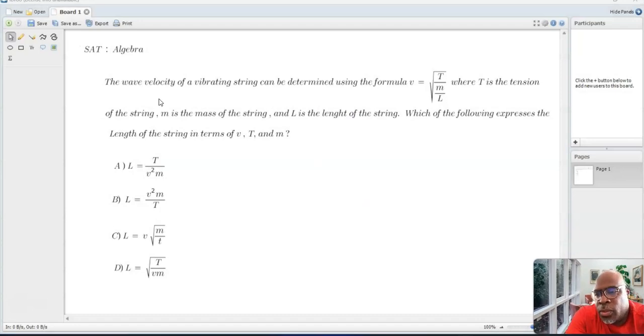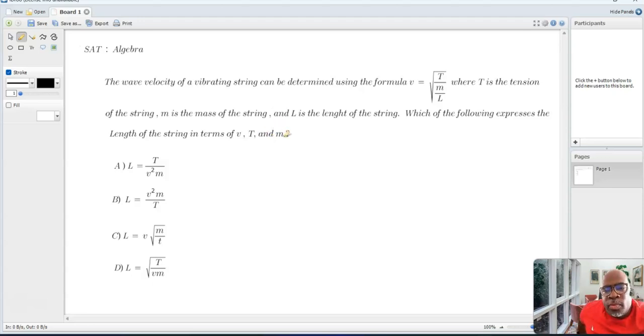So the question reads: the velocity of a vibrating string can be determined using the formula V equals the square root of T divided by the quotient of M and L, hence dividing again, where T is the tension of the string, M is the mass of the string, and L is the length of the string. Which of the following expresses the length of the string in terms of V, T, and M?